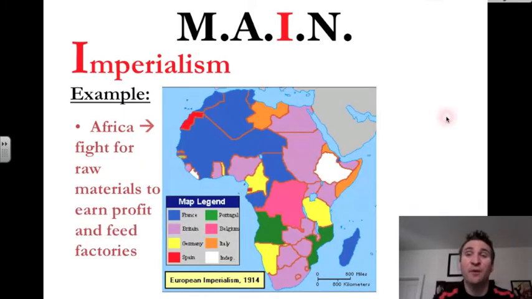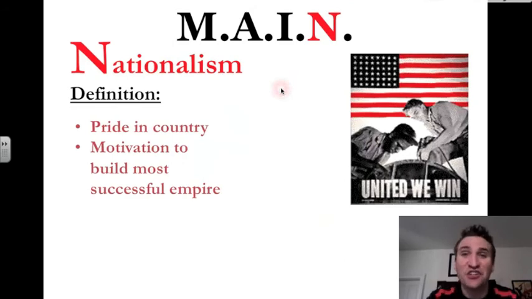An example that we give, of course, is Africa and the fight for raw materials among European powers to earn profit and to feed the factories of the Industrial Revolution. The N is for nationalism. Nationalism can be defined as a pride in one's country and motivation to build the most successful empire.